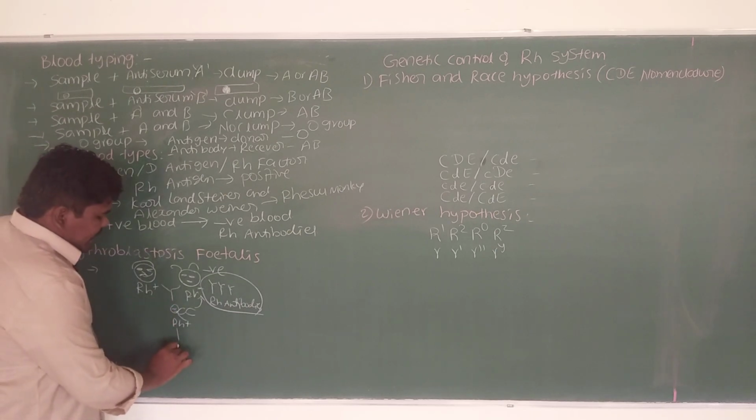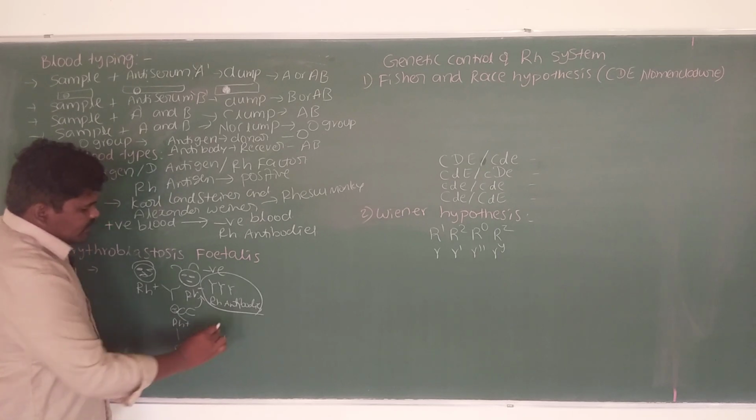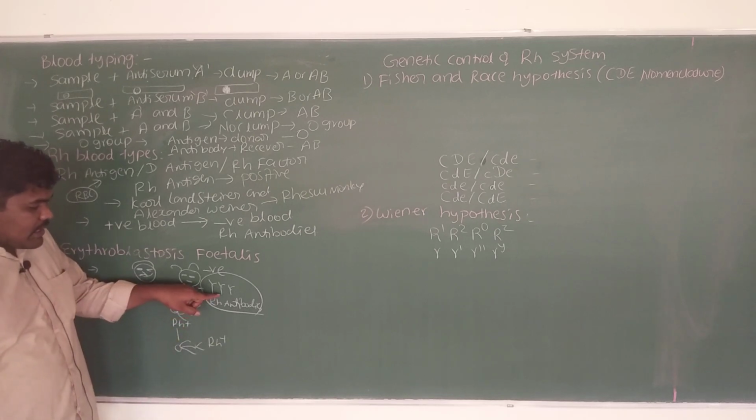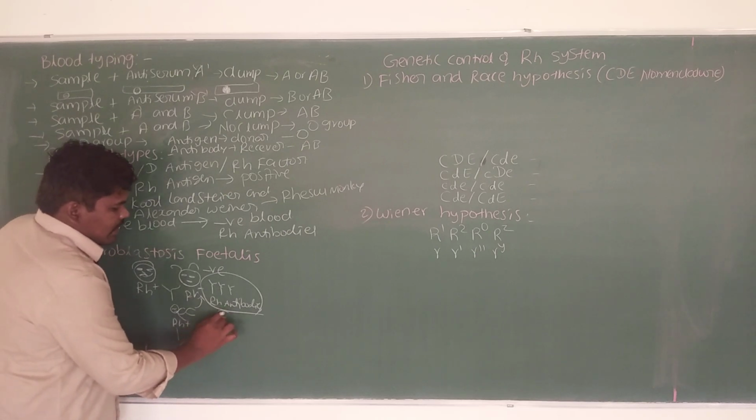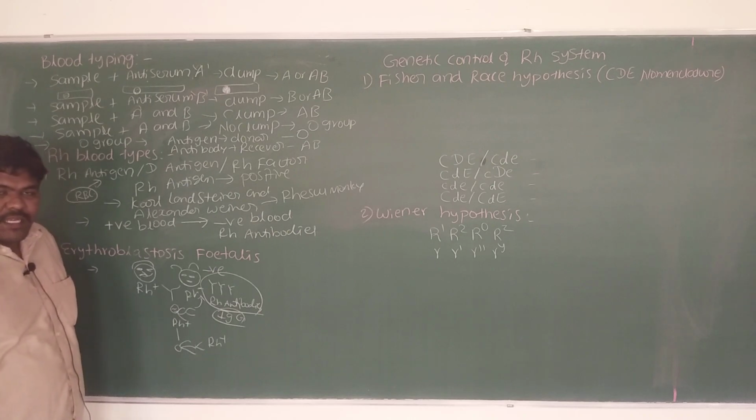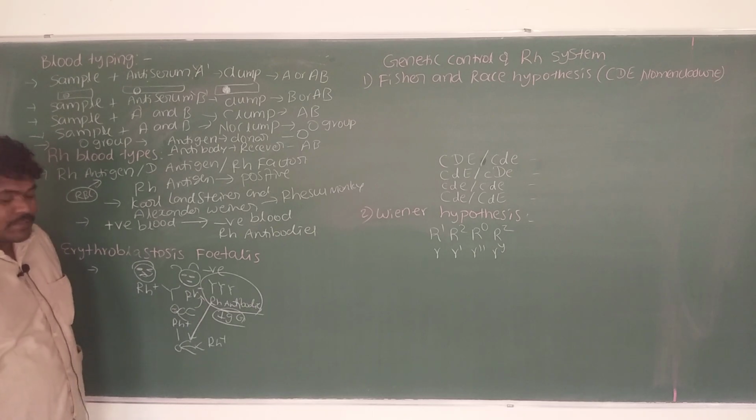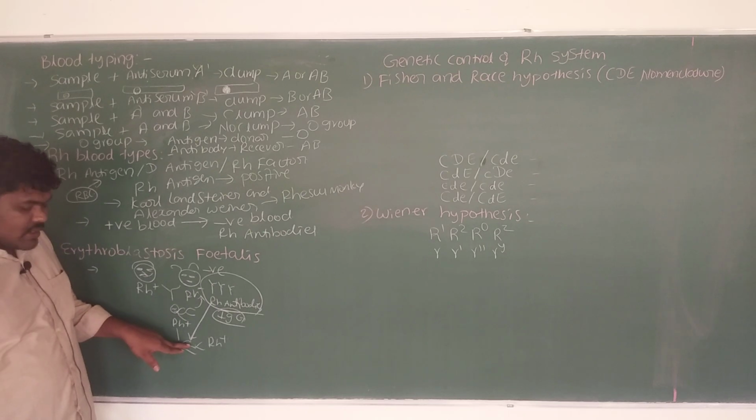When the second baby also belongs to Rh positive, in that condition preformed Rh antibodies are already formed in the mother's blood. These Rh antibodies are very small; they belong to the IgG type. These IgG type Rh antibodies are very small, so they can cross the placenta and enter into the fetus blood. Here what happens? The Rh antibodies formed in the mother enter into the second fetus's blood.